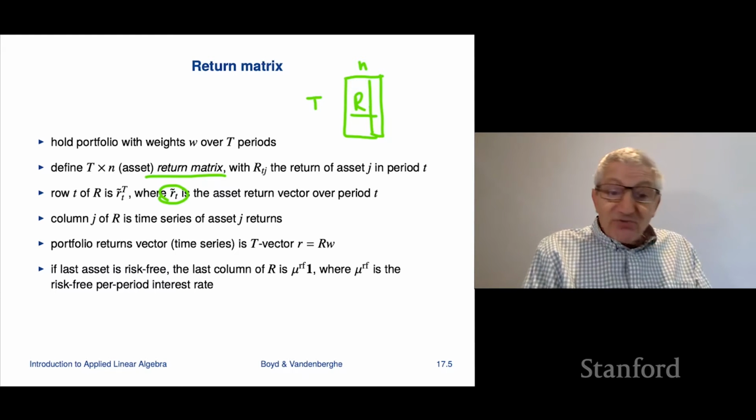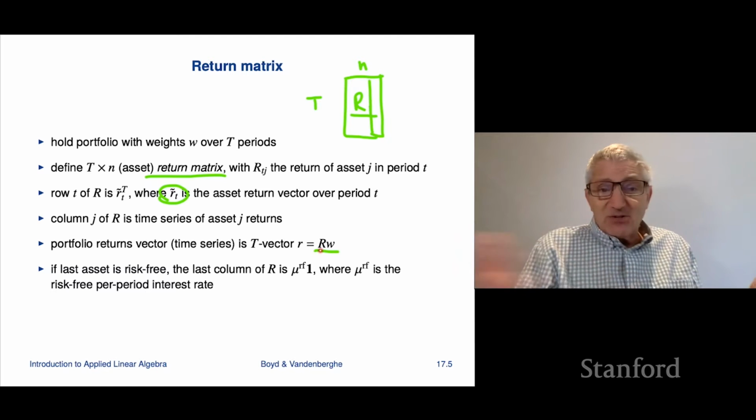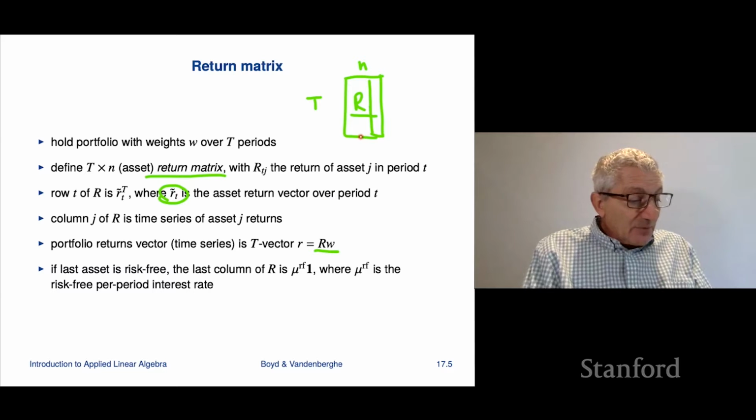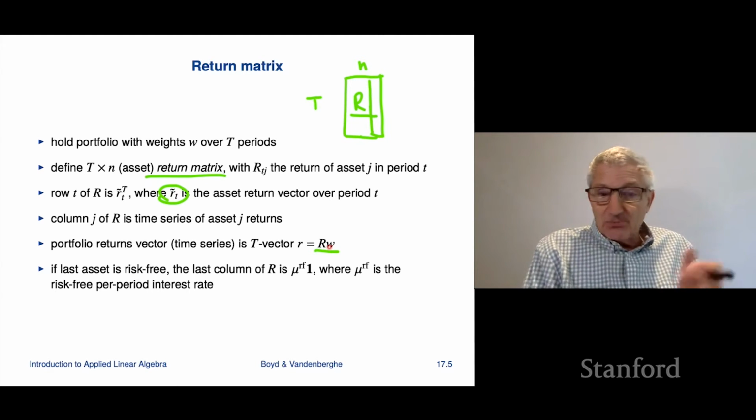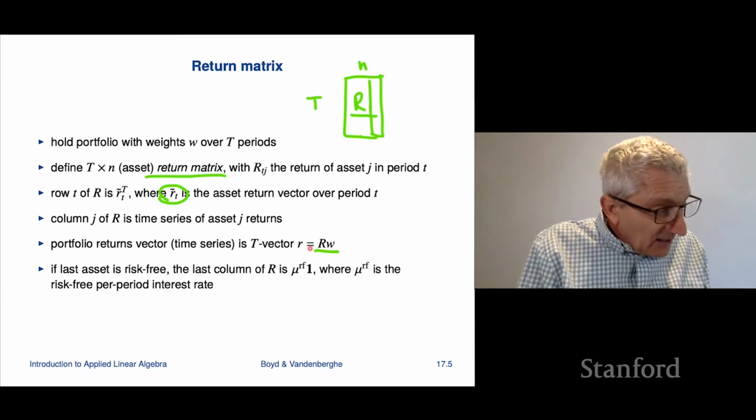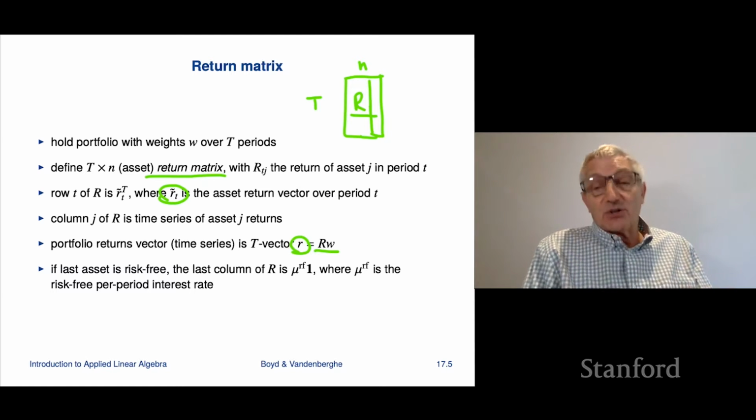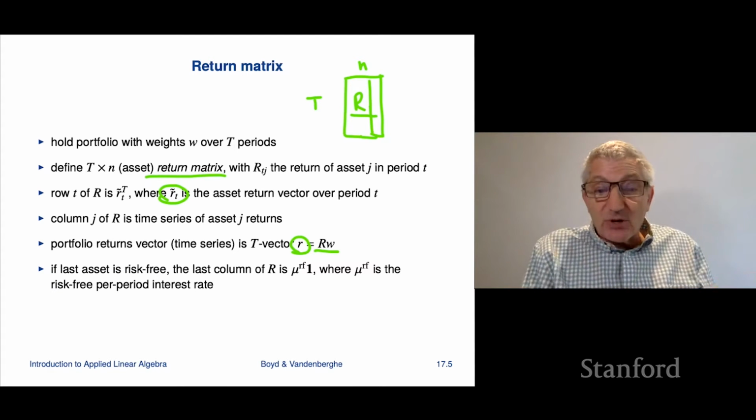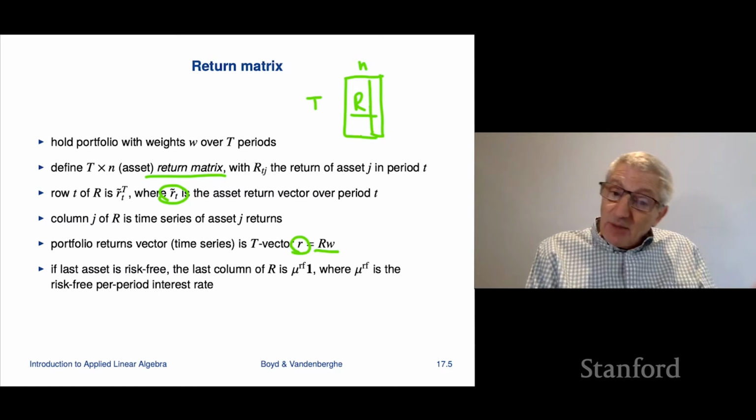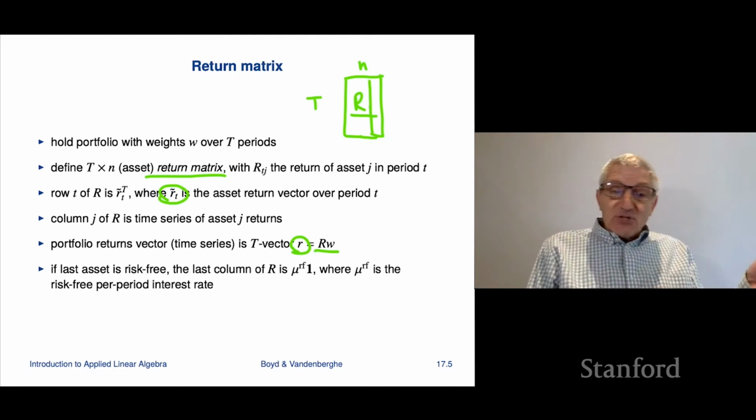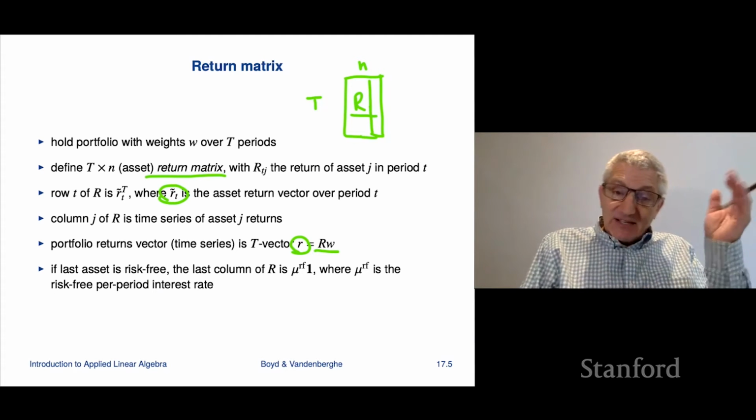Now, the portfolio return time series is simply matrix vector multiplication. You multiply this matrix by the weight vector W, and you get RW, and that's a time series. So little r is a time series, capital T long, of the portfolio return. So it would be minus 0.01, plus 0.02, minus 0.005, and that means it went down 1%, then went up 2%, then down 0.5%, that kind of thing.